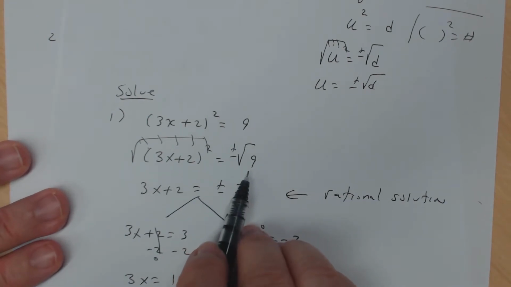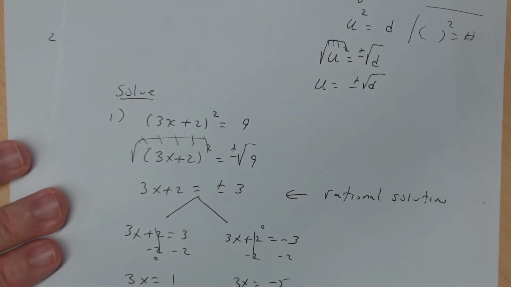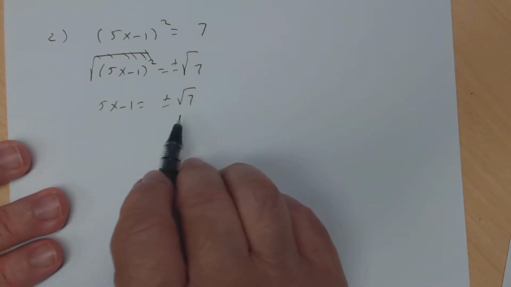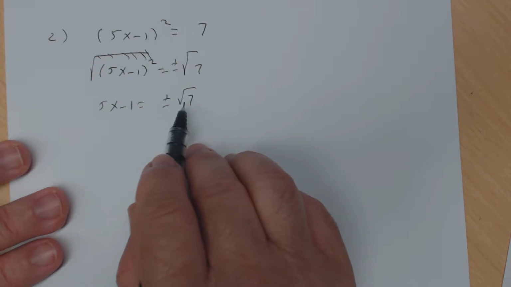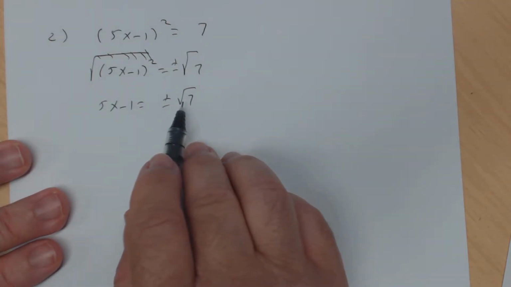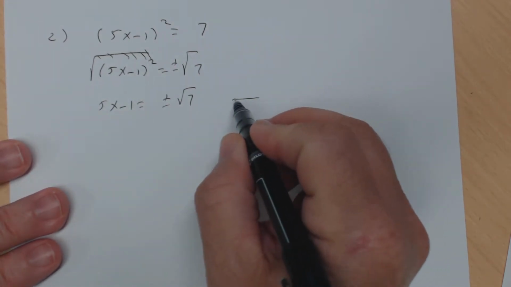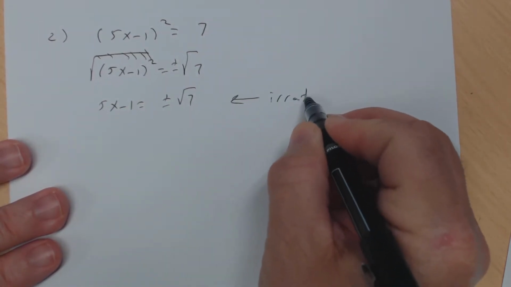Now notice in the previous problem, 9 was a perfect square, so the square root of 9 is 3, which is a rational number. Here, 7 is not a perfect square, so I'm going to leave it as the square root of 7. And so remember, since this is going to be irrational, these are going to be irrational solutions.